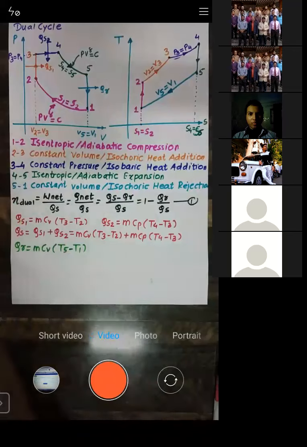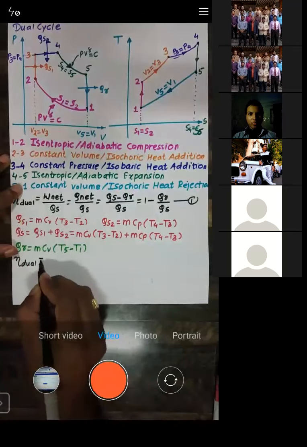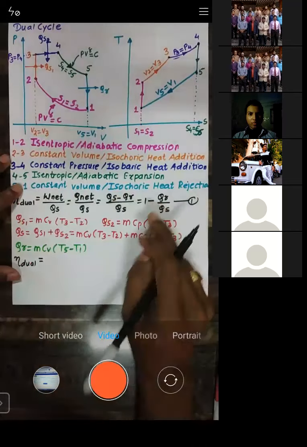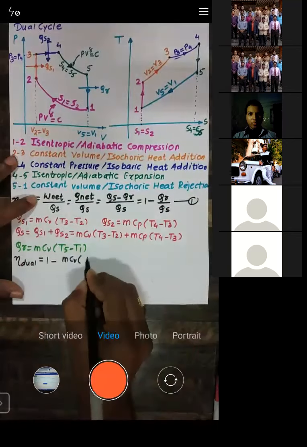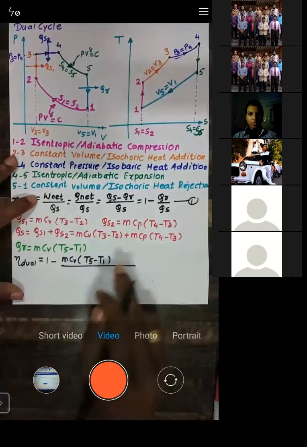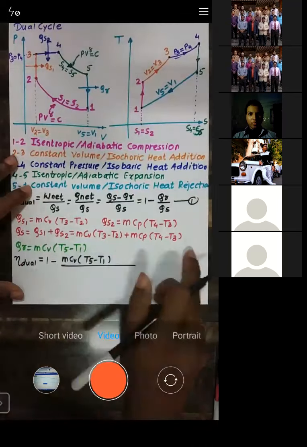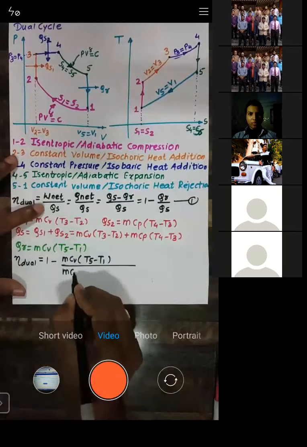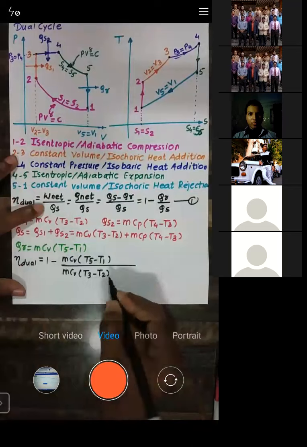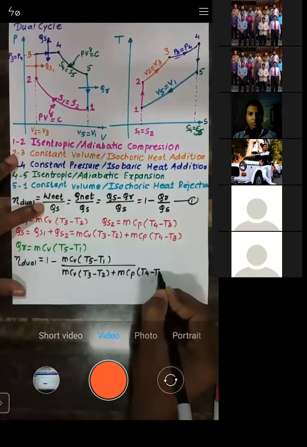Now let us substitute these values in the formula of efficiency. The efficiency of the dual cycle is given by 1 minus M into CV into (T5 minus T1) upon the heat supplied. This is the total amount of heat supplied, that is M CV (T3 minus T2) plus M CP (T4 minus T3).